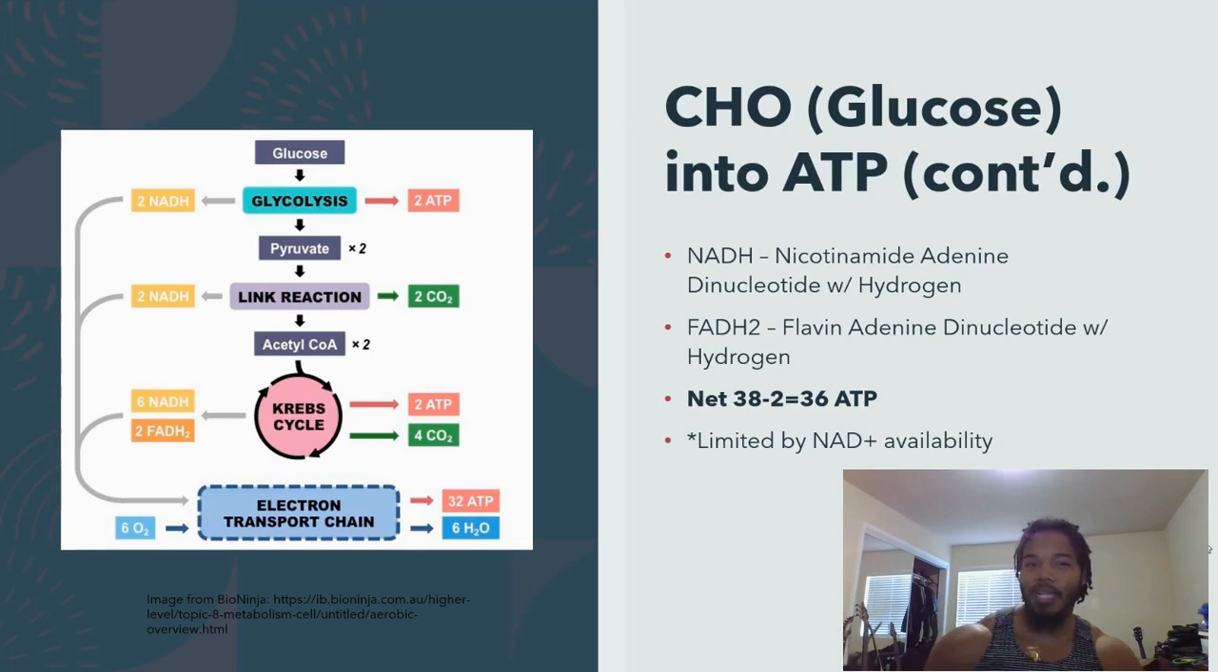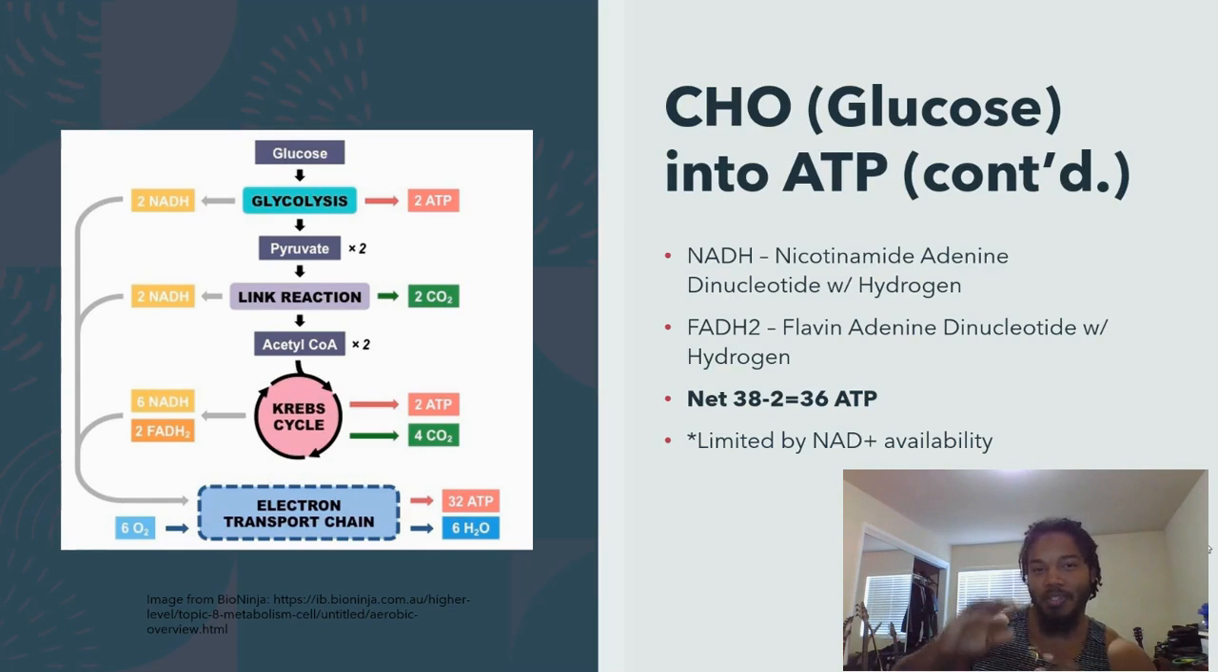That pyruvate then goes down into the link reaction. In the link reaction, it takes the pyruvate from the cytoplasm to the mitochondria. Then it produces 2 carbon dioxide, which is a waste product, and 2 more NADH. I'm not going to pronounce that word anymore. Then it creates 2 acetyl-CoAs, and that acetyl-CoA goes into the Krebs cycle.